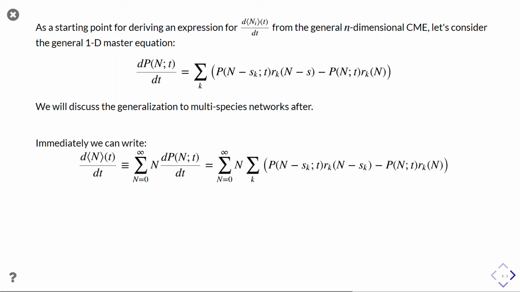Immediately from the definition of averages and the linearity of differential operators allowing us to bring d by dt inside the sum, we can write this expression for the time derivative of the average abundance of the single species in our one-dimensional network. Note that because n is a random variable and therefore does not have explicit time dependence, we don't have to worry about acting the d by dt on the n, and therefore when it comes inside the sum due to its linearity, we act just on the distribution. Now, using the master equation to substitute the expression for dP by dt, we have what is shown on the right.